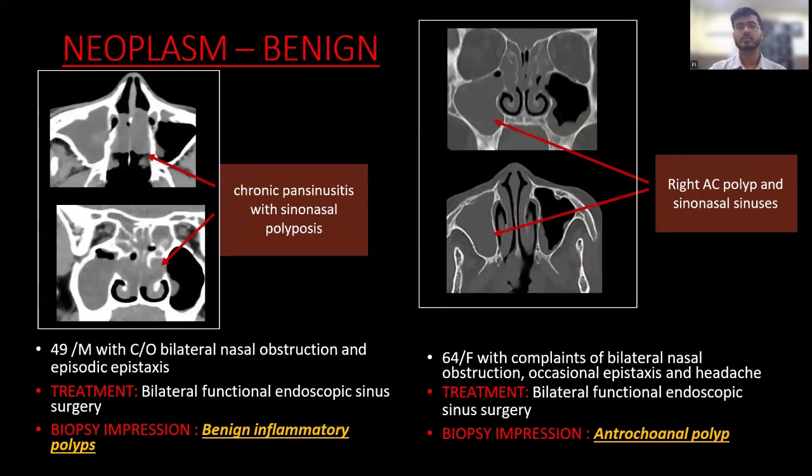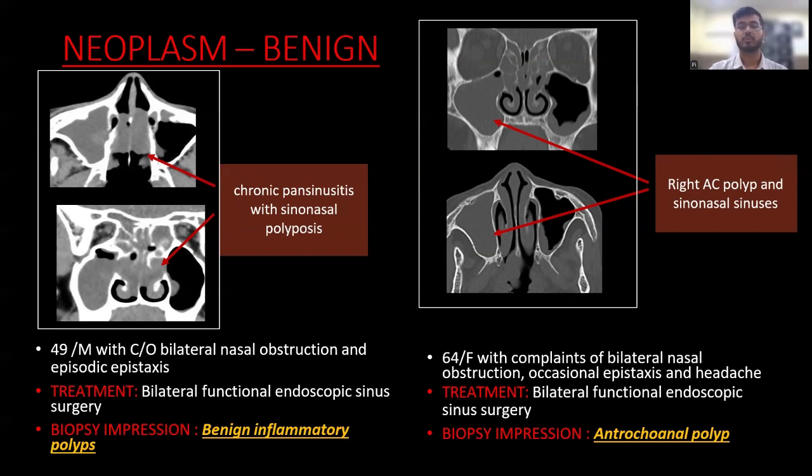Then neoplastic causes. In benign, chronic pansinusitis with sinonasal polyposis can be seen. In this, we have a case, a 49-year-old male with complaints of bilateral nasal obstruction and episodic epistaxis. The treatment for this will be bilateral functional endoscopic sinus surgery, or FESS. The biopsy impression here was benign inflammatory polyps.